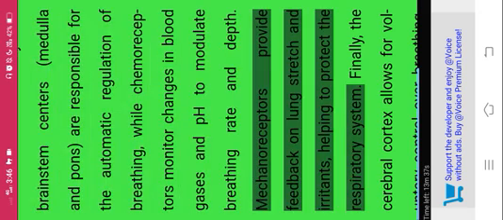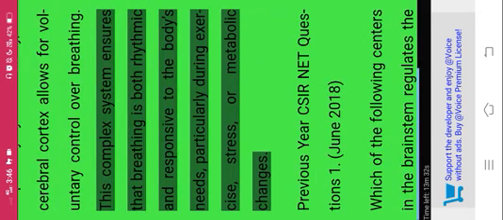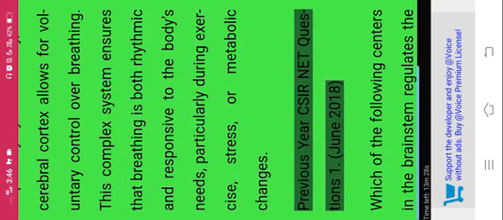Mechanoreceptors provide feedback on lung stretch and irritants, helping to protect the respiratory system. Finally, the cerebral cortex allows for voluntary control over breathing. This complex system ensures that breathing is both rhythmic and responsive to the body's needs, particularly during exercise, stress, or metabolic changes. Previous year CSIR NET questions. 1, June 2018.